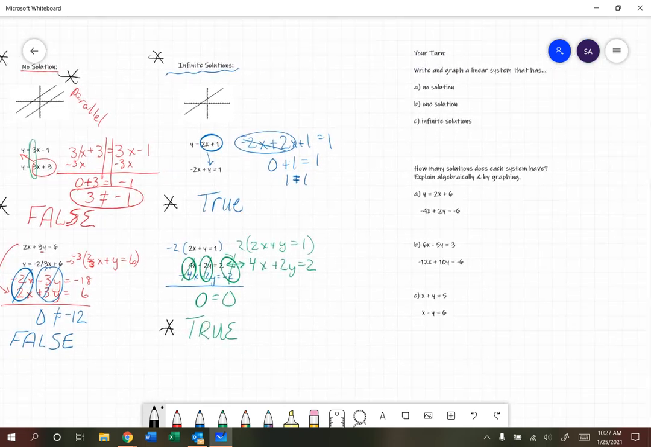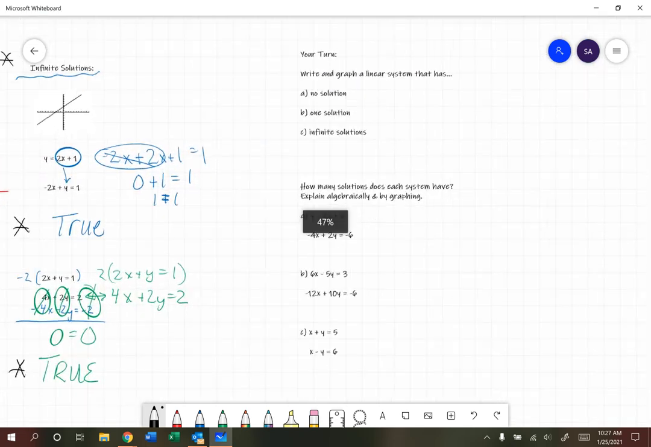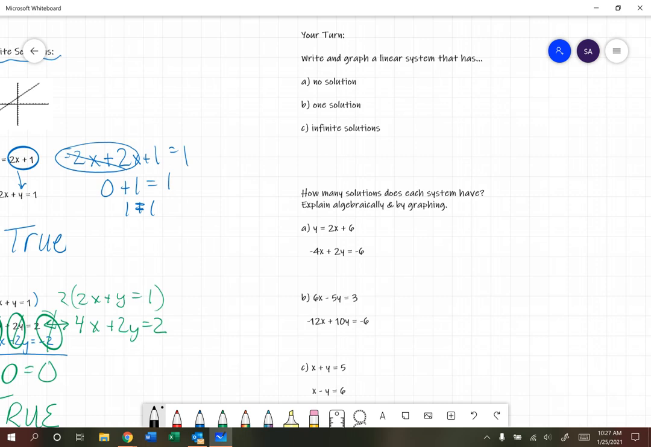All right, it is now your turn. I'll make this a little bit bigger for you. You have 6 problems that you need to do. In the first part, it says you need to write and graph, so make sure you do both, write and graph a linear system that has no solution, one solution, and an infinite number of solutions. I'm going to ask you to be a little creative with that. Don't be as obvious. Okay, make us think when we're grading this for you.